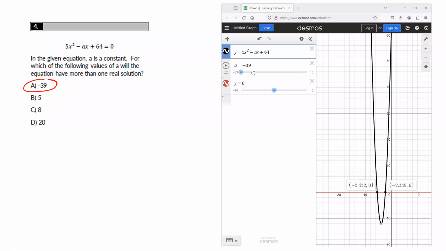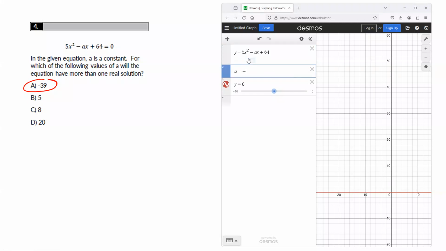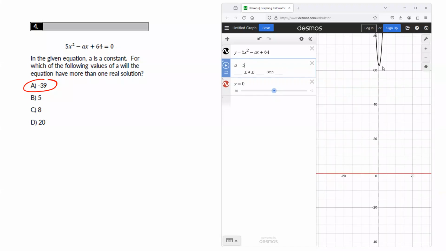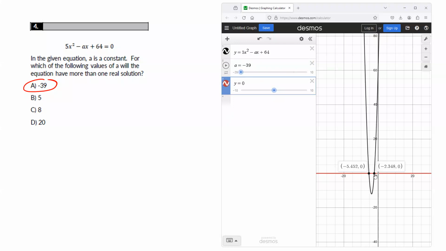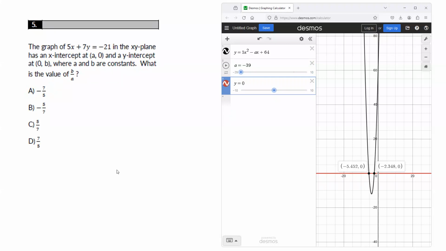Let's see. If A was 5, I have to zoom out again to see it. Nope, there's no way that black parabola is getting near that red line, so no solutions there. No solutions if I change it to 8. No solutions if I change it to 20. So A, negative 39 is definitely my answer. Let me just show you one more time. That's what 2 solutions looks like. 2 crossing points here. All right, let's move on to number 5.